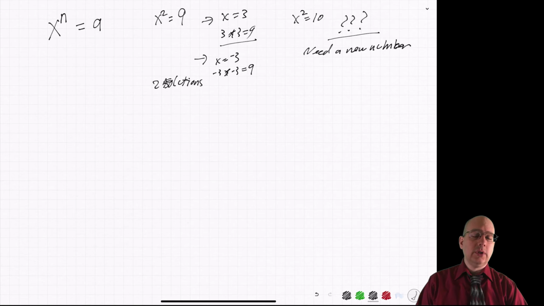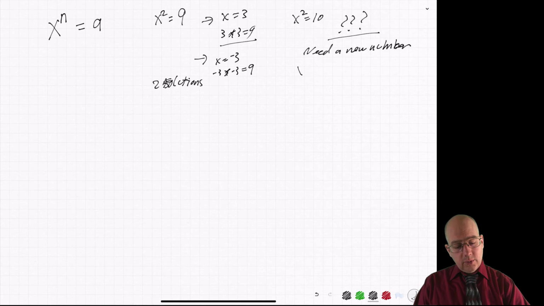But we could get close using rational numbers. We can get as close as we want to a number whose square is 10. So there's that going for us. And we just kind of write it as x equals the square root of 10.